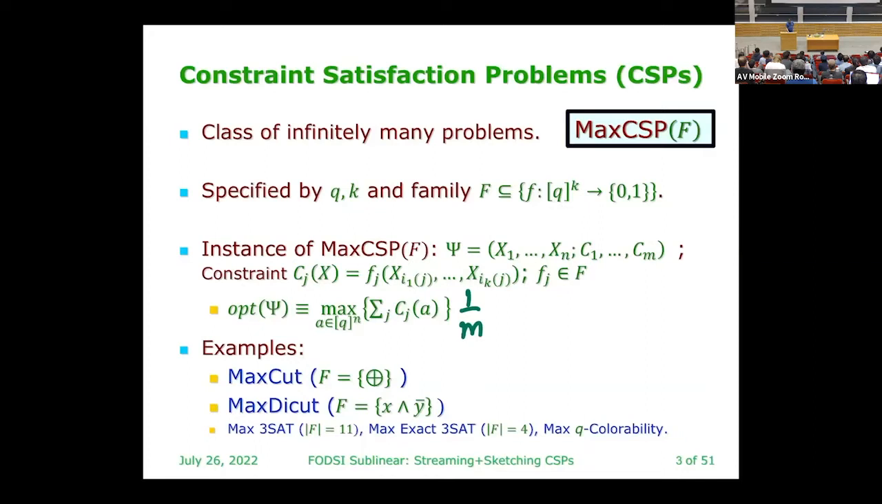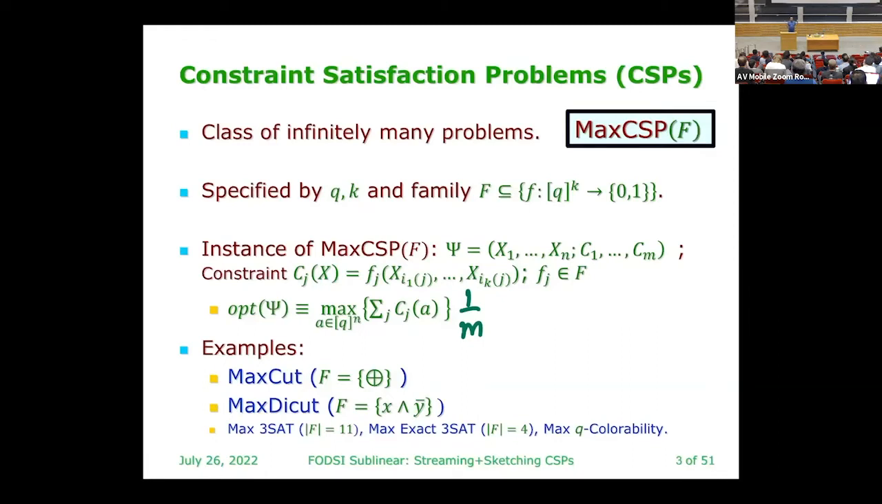Some very familiar problems that sit in this space are the maximum cut problem and the maximum directed cut problem. All of these can be expressed with q and k both being 2. In the maximum cut problem, for instance, you assign variables to 0s and 1s. Constraints come along saying these two variables should not have the value 0,0 or 1,1. So they should have the value 0,1 or 1,0. And maximize the number of constraints that you can satisfy.